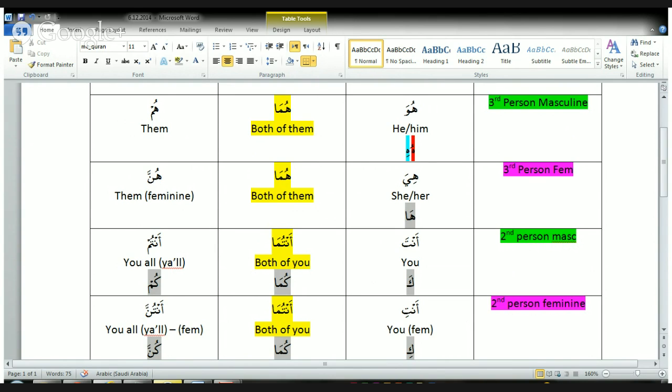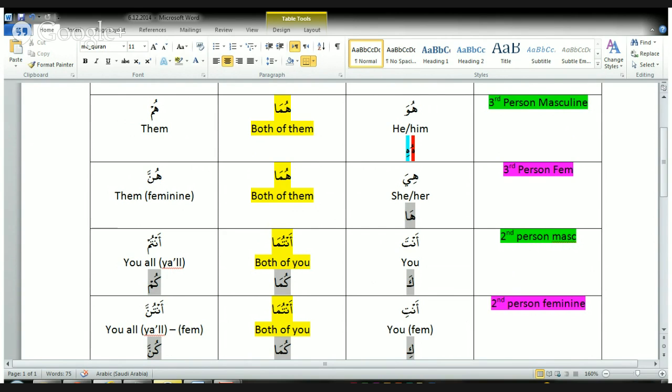Huwa, huma, hum. Hiya, huma, hunna. Anta, antuma, antum. Wait. 3, 2, 1, go. Huwa, huma, hum. Hiya, huma, hunna. Anta, antuma, antum. Good.